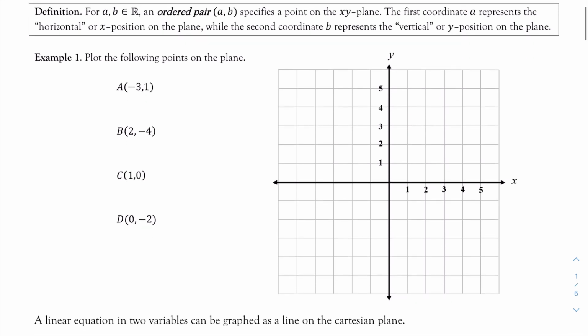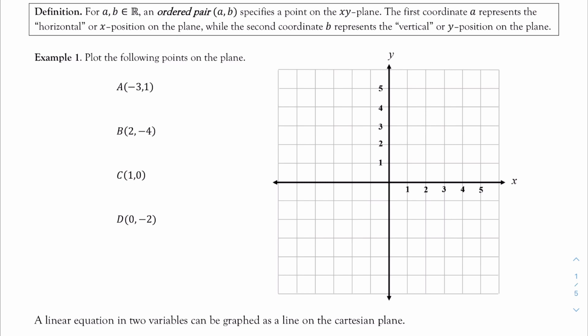If I have two real numbers, let's call them A and B, an ordered pair, which we denote within parentheses A comma B, specifies a point on my xy plane. The first coordinate, A, is our horizontal position, that is our left and right position on the plane. The second coordinate, B, represents our y coordinate or our vertical position, that is where we are up and down on my Cartesian plane.